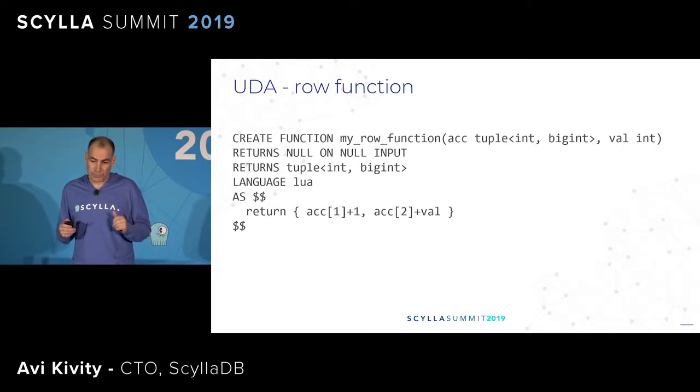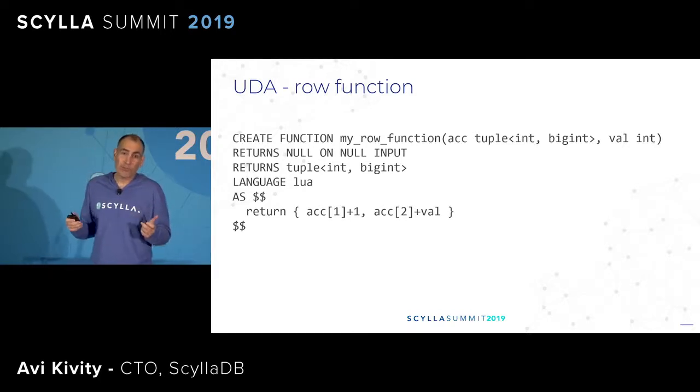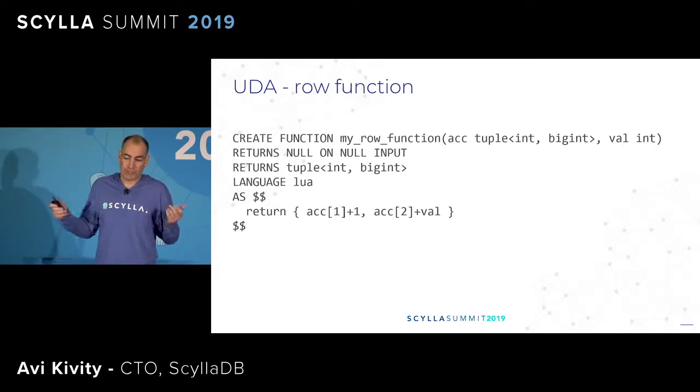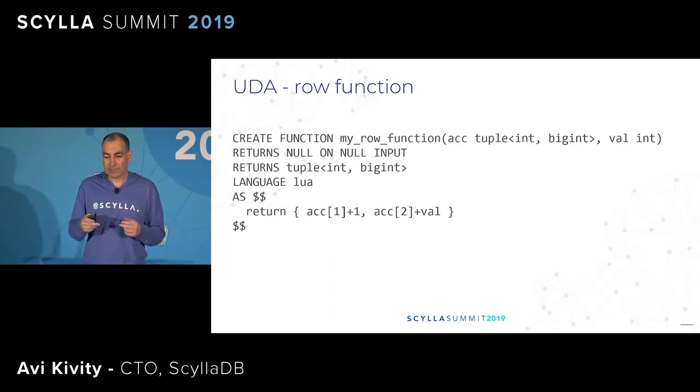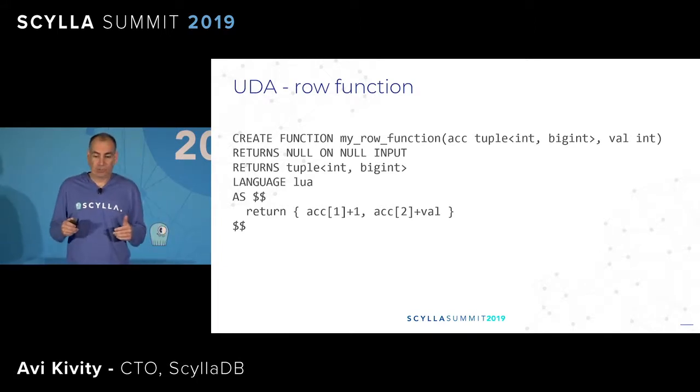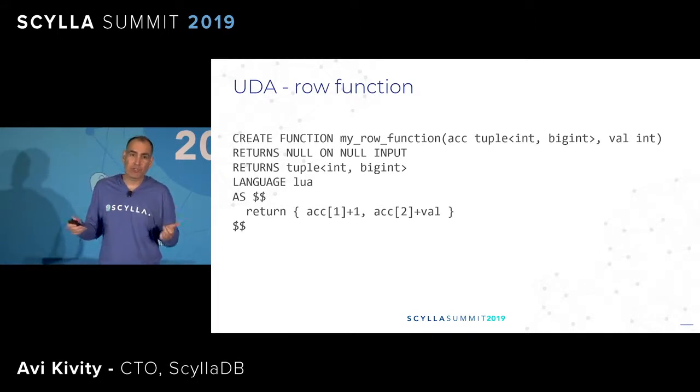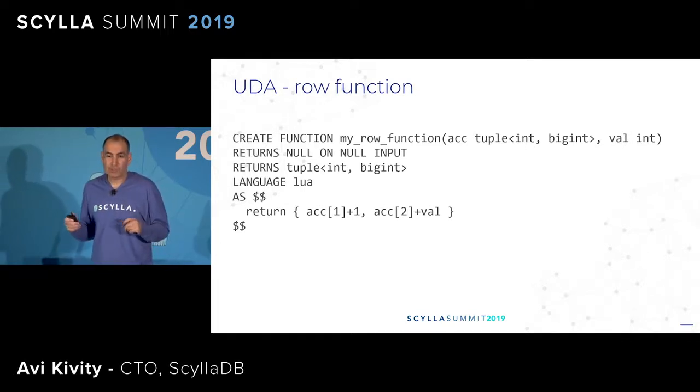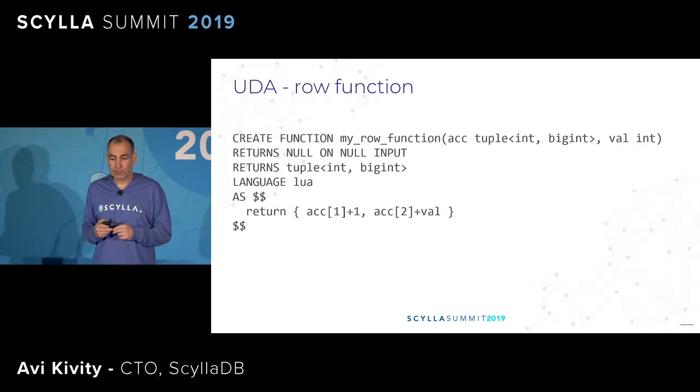One interesting point is that the accumulator can be a tuple, or it can be a more complex data type, and it doesn't have to be just a simple scalar. You always have to return the same data type as the accumulator, because this function will be called repeatedly. It will start with the initial value, and then will be called repeatedly for every row. Again, we use the Lua language, because that's the only thing we support.